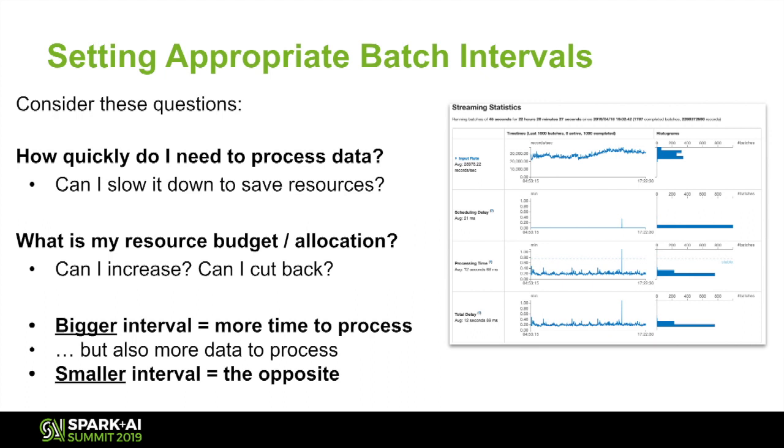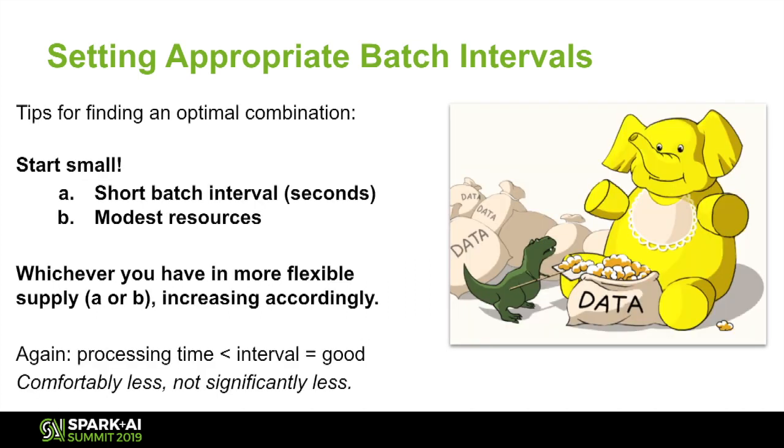So when in doubt, think about both your resource allocation and your batch interval, because the size of your interval gives you more time to process your information. So if you're having trouble keeping up, you might say, oh, I'll just increase the batch window and give myself time to process the data. But you're also consuming more data because you've opened your window up for every window. A smaller interval is the opposite.